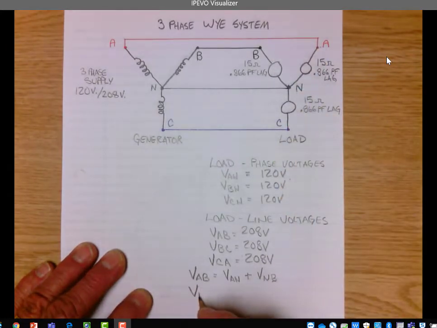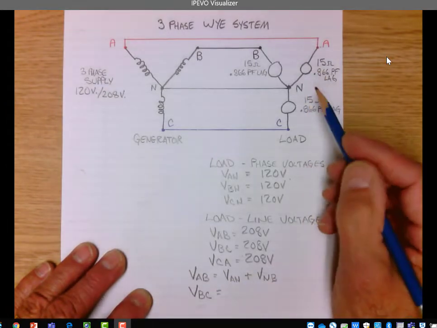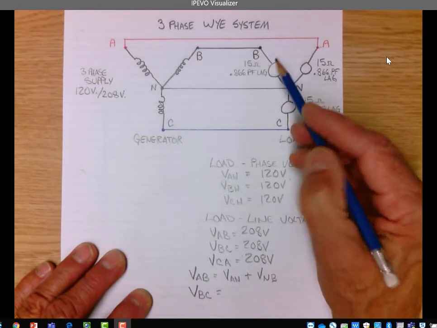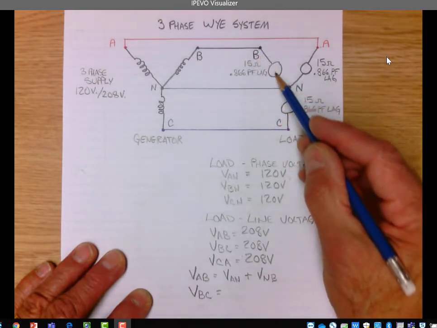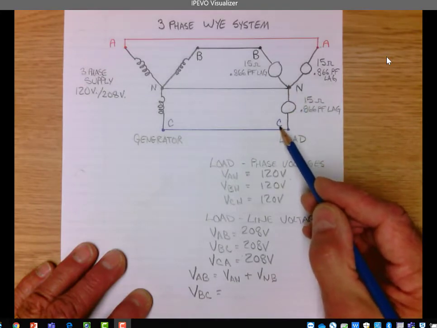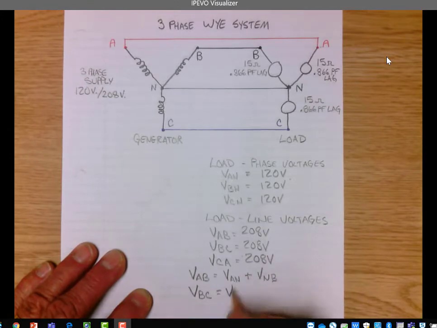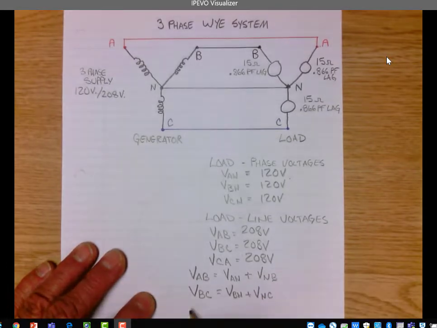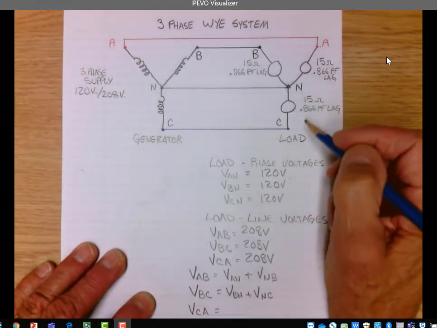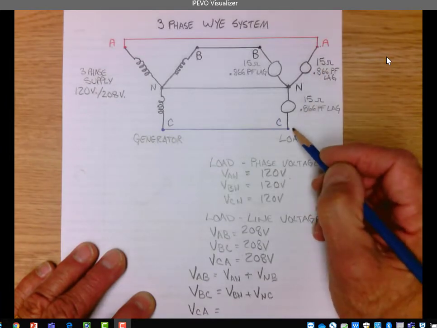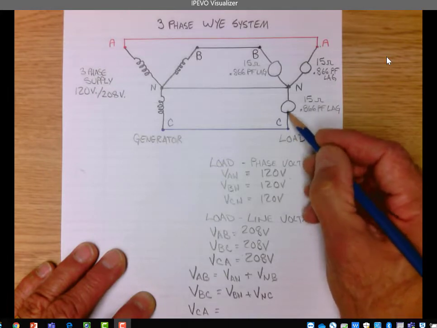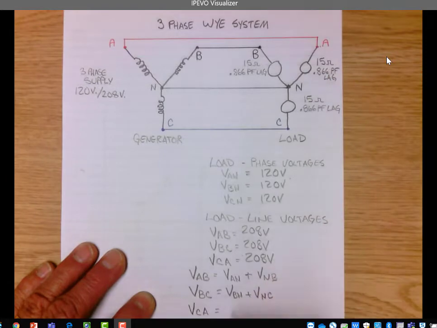The formula for voltage B to C, we think again of a voltmeter being connected from line B to line C, and it would read the voltage in one direction from line B through to the neutral, from the neutral through to line C. So voltage B to C is VB to N plus VN to C. Our last line voltage, VC to A, again is like putting a voltmeter from line C to line A, and it's reading the voltage in one direction from C to N and voltage N to A. So line voltage C to A is made up of phase voltage C to N plus phase voltage N to A.